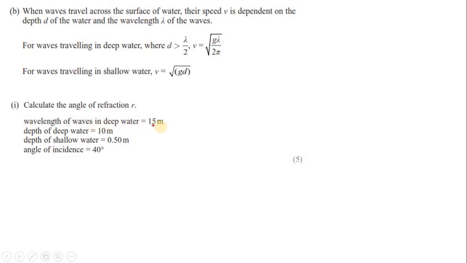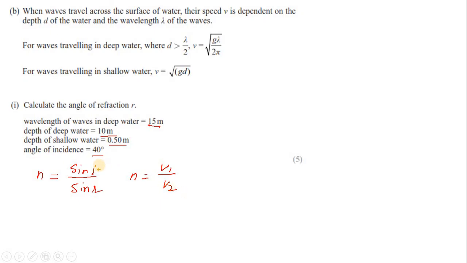The wavelength of the wave in deep water is 15, the depth of the deep water is 10, the depth of the shallow water is 0.5, and the angle of incidence is 40. So the idea is we have two formulae. N is equal to sine i over sine r, and also we have N is equal to V1 upon V2.